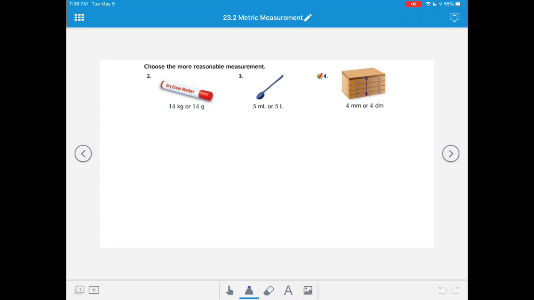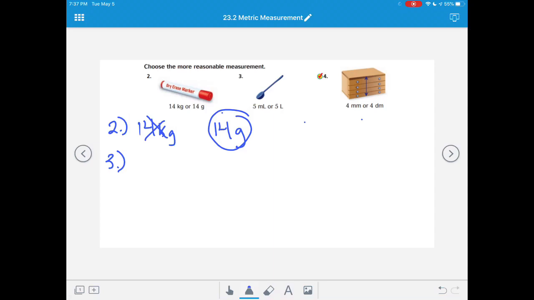Numbers 2 through 4, let's take a look at just seeing which would be a more reasonable measurement. So this is where it's important to remember the bigger units of measurement versus the smaller units. Taking a look at number 2, I see there's this dry erase marker. Is that dry erase marker likely to weigh 14 kilograms, which is on the large side, or 14 grams, which is the base unit? Well, I know that kilograms are used to measure very heavy things because they're worth 1,000 grams. So I know that is not reasonable. 14 grams would be the most reasonable measurement.